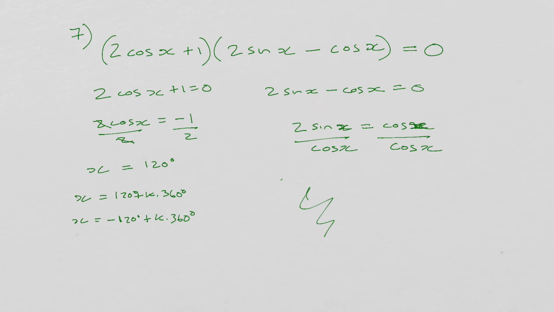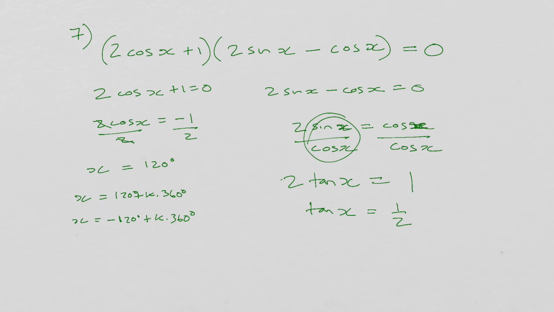Okay, there we go. At this stage, I'm going to have 2 tan x on that side, because that's what sine x over cosine x is. And on this side, I've got 1. So now I've got tan x is equal to a half, which is probably what you would have seen inside the memo, and maybe wondered where on earth that came from.